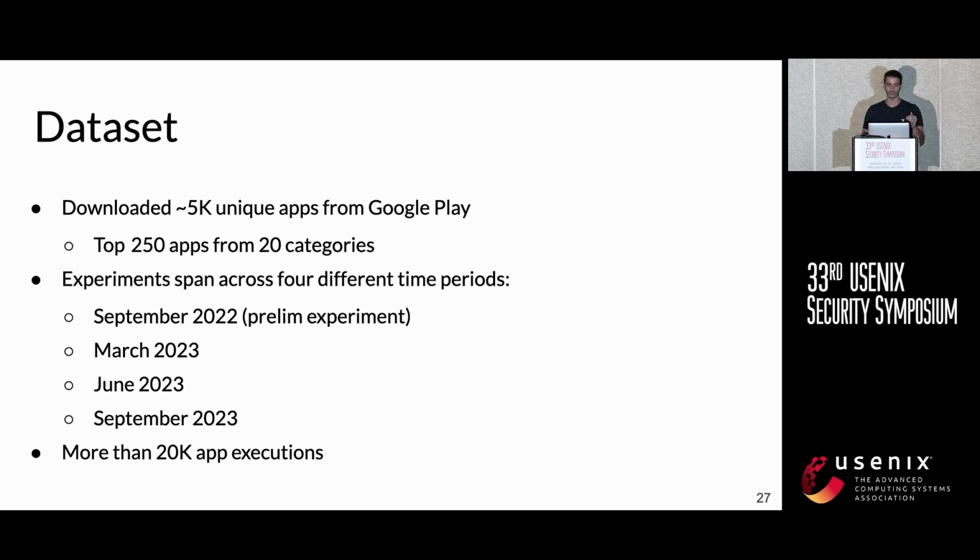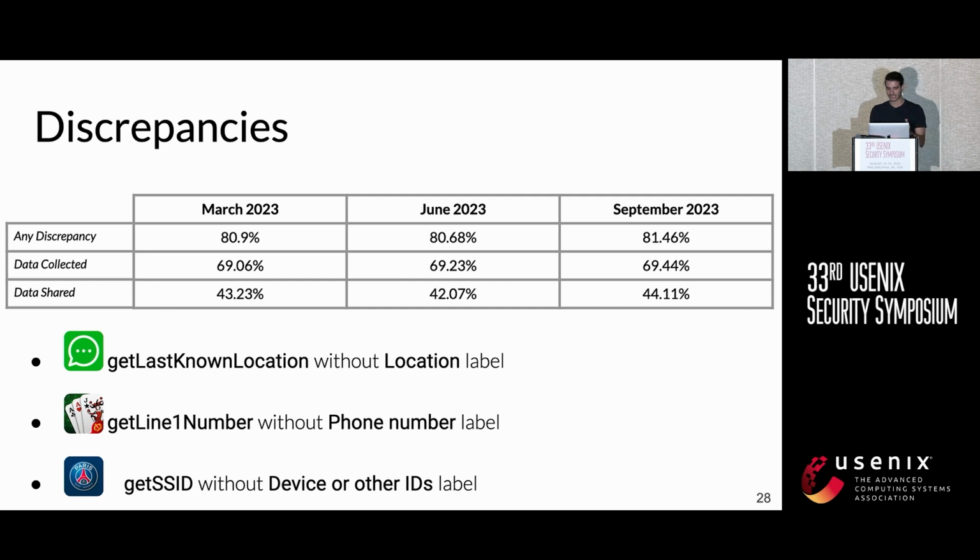In September 2022, we conducted a preliminary experiment that motivated us to continue our research. We overall ran more than 20,000 app executions. And surprisingly, we found that 80% of applications had at least one discrepancy for all these 3 months. Specifically, we found 69% of applications having discrepancies in data collected, and 43% of applications had discrepancies in data shared. As you can see, the percentage of discrepancies is consistent regardless of the month.